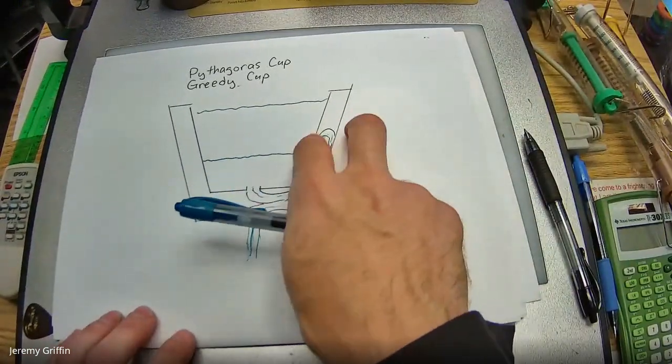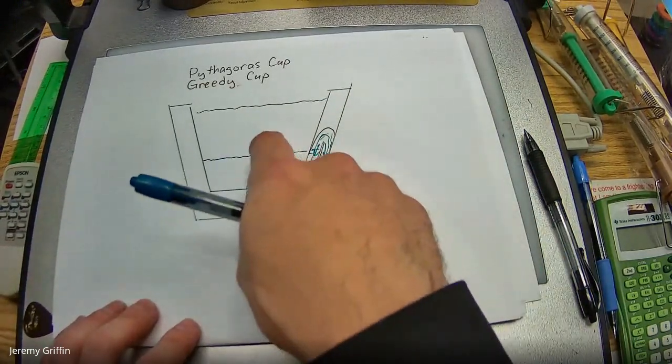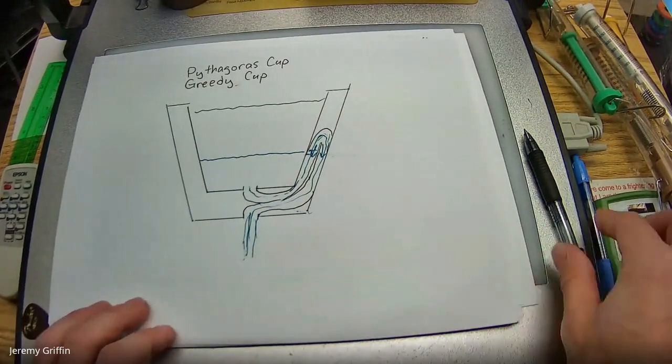This water can't split here. It can't just create a vacuum because it's all being pushed together as one continuous mass, and so the entire water gets siphoned out. Okay?